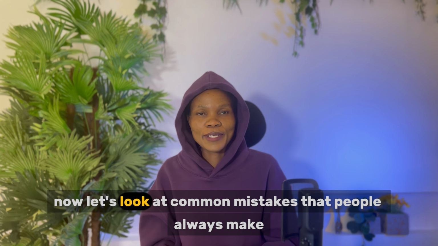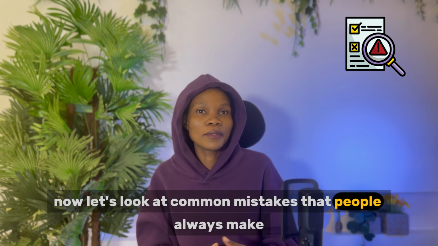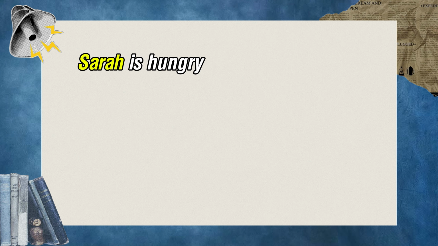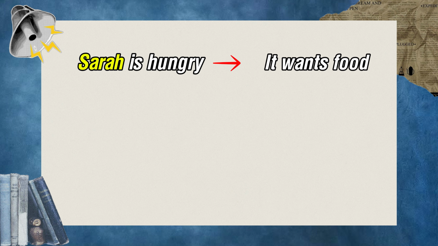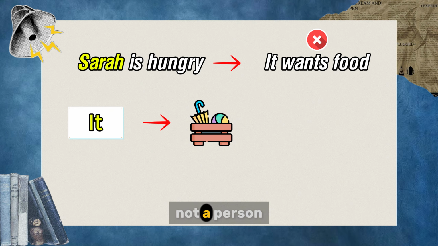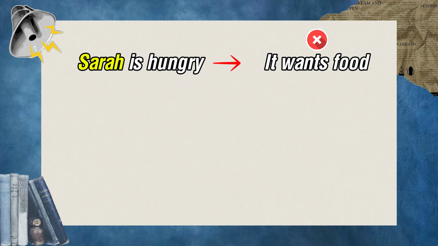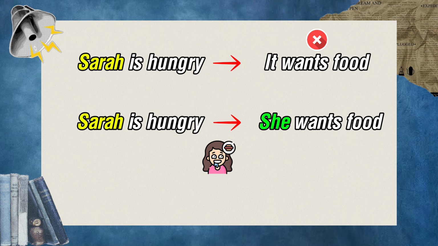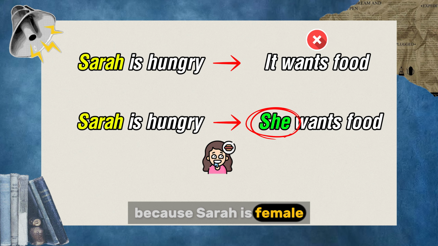Now, let's look at common mistakes that people always make when using personal pronouns. 1. Sarah is hungry. It wants food. This is wrong because we use it for things, not a person. So the correct one should be Sarah is hungry. She wants food. So our personal pronoun for Sarah is she because Sarah is female.